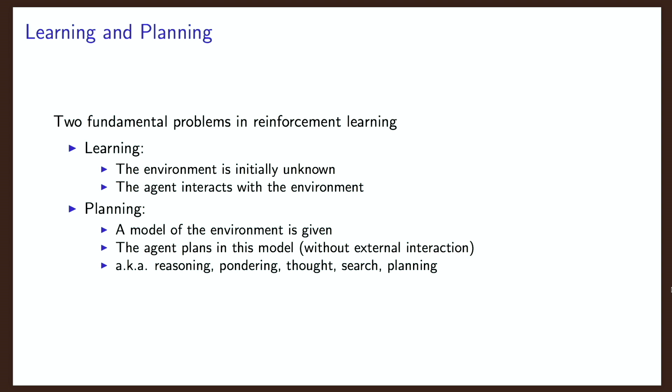And separately, there's something called planning. When we say planning, planning is a hugely overloaded term. It means many things to many people. But when I'll say planning within the notion of this course, I mean that a model of the environment is given or learned, and that the agent plans in this model. So without external interaction. The difference here is the sampling bit, right? In the planning phase, you don't sample, you're just thinking. So sometimes people use words such as reasoning, pondering, thought, search, or planning to basically refer to that same process.